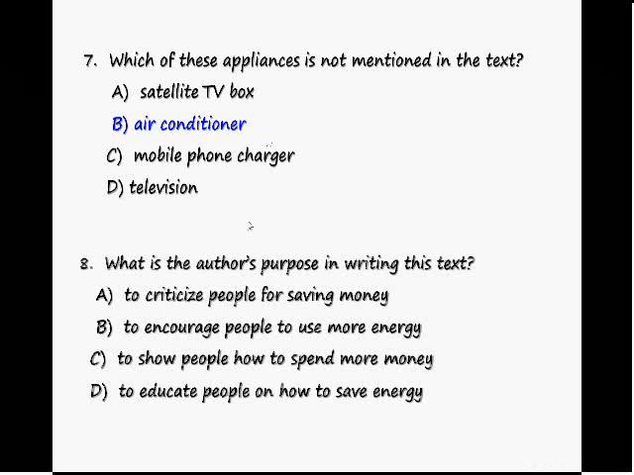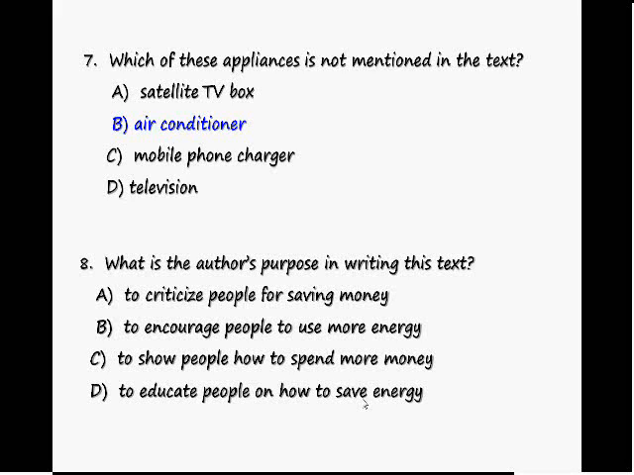Okay? Number 8. What is the author's purpose in writing this text? A, to criticize people for saving money, B, to encourage people to use more energy, C, to show people how to spend more money, or D, to educate people on how to save energy. So, what is the author's purpose in writing this text?